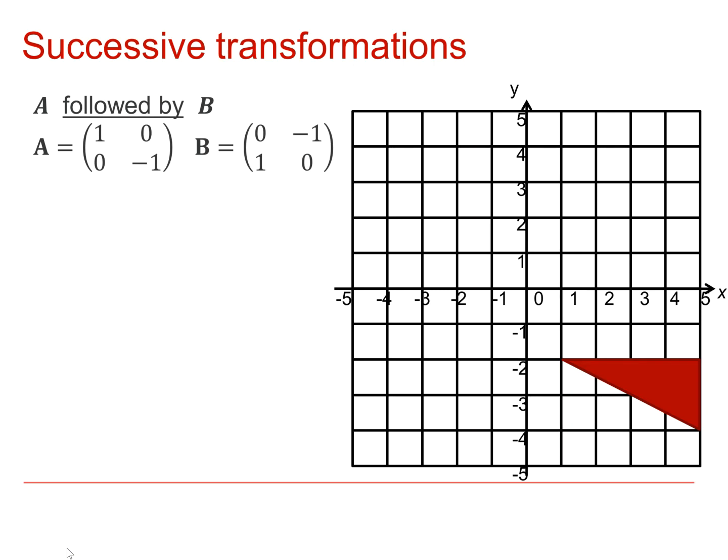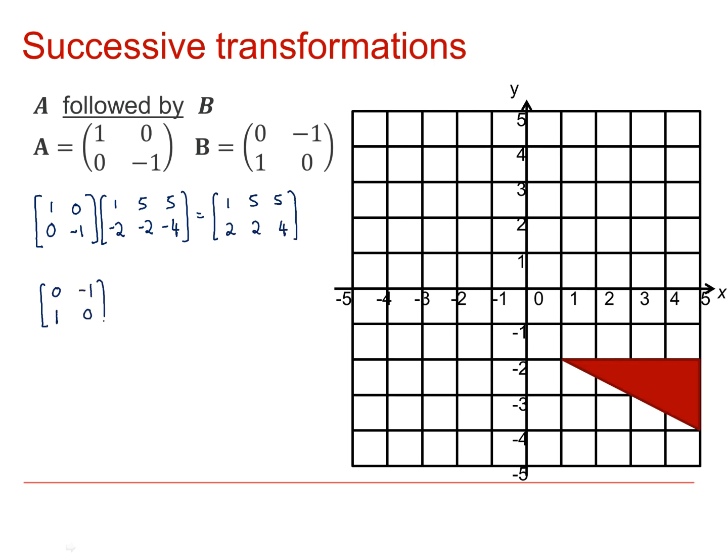Let's see what happens. So, I take the matrix for A, (1, 0; 0, -1), and apply it to the coordinates of my triangle, (1, -2), (5, -2), and (5, -4). That gives me (1, 5, 5; 2, 2, 4). Now I take the matrix B and apply it to that new triangle, (1, 2), (5, 2), (5, 4). Now I get (-2, -2, -4; 1, 5, 5). And that looks like this.